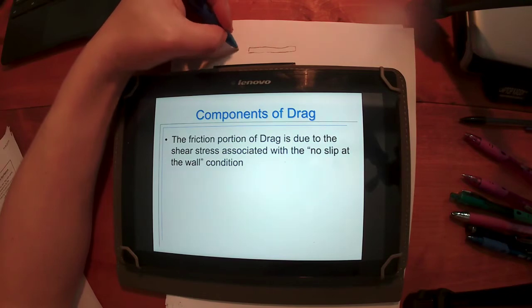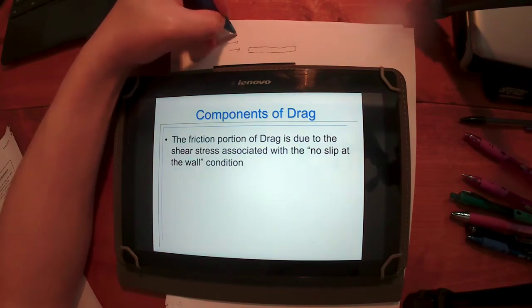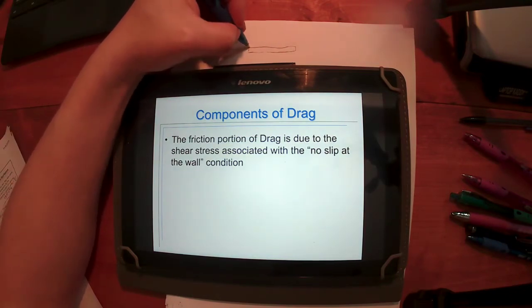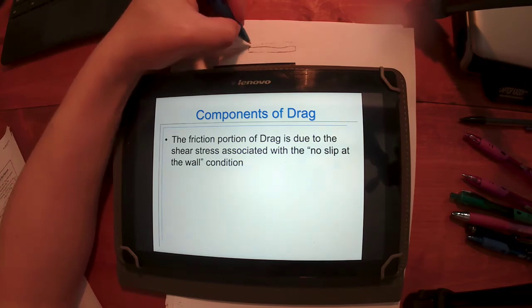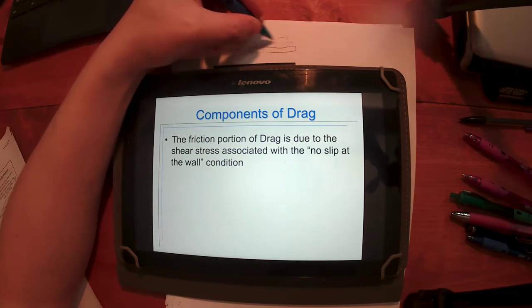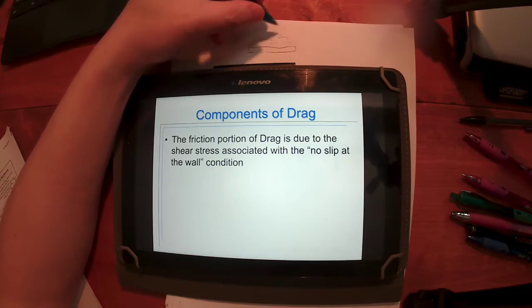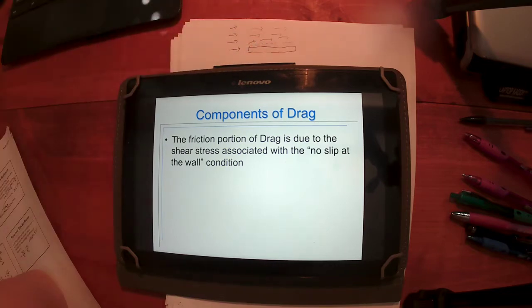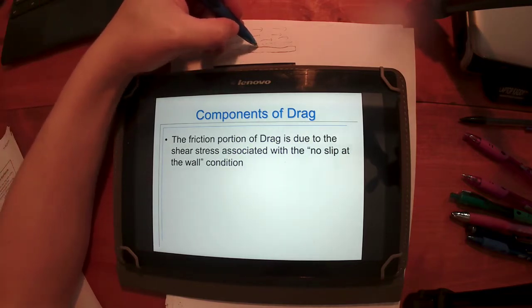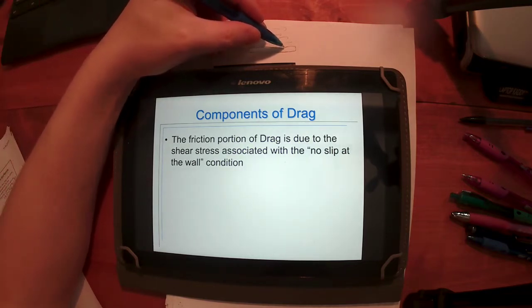So if I've got fluid flowing over this surface, right? Well, there's a little area here where there's not much fluid flow. Right, so there's this area right here. We call this the boundary layer. And that's what we're going to talk about today. There's a no slip at the wall condition.